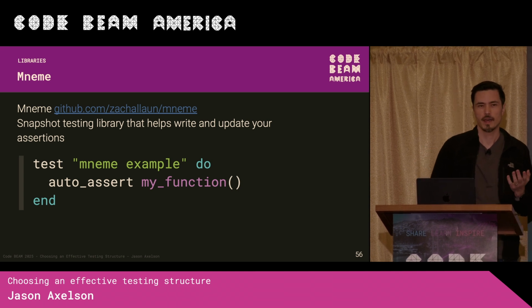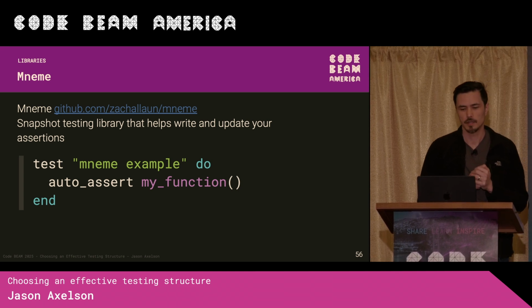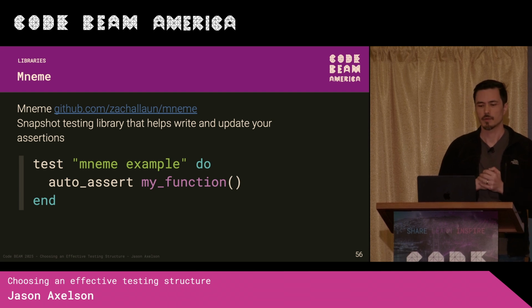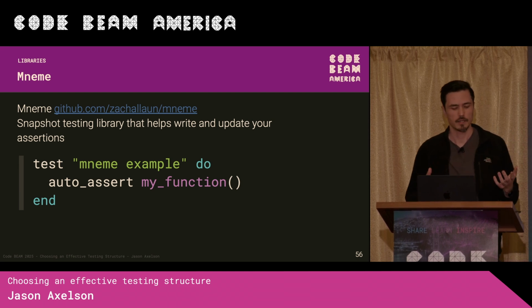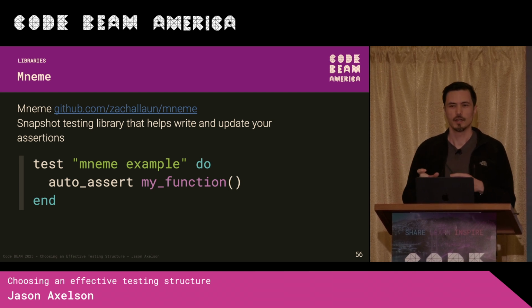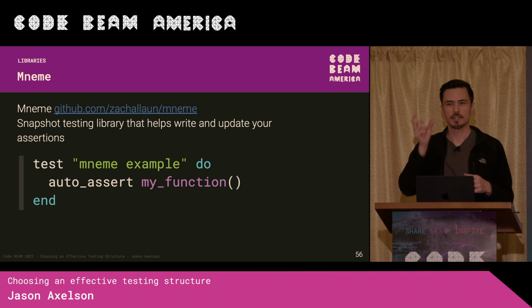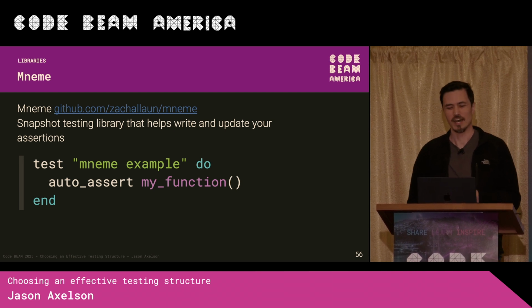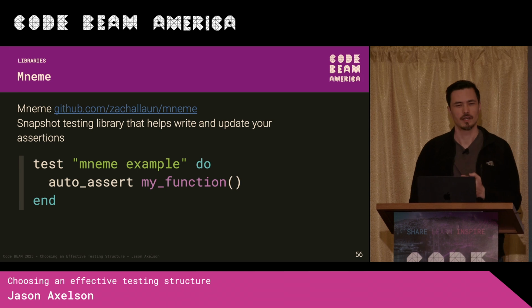Another library that I don't think is used enough is called Norm by Zachary Allen. And it is a snapshot testing library. So as developers, a lot of times we're writing code, and then when it comes time to update some of our code, we update the code, and then we get a bunch of broken tests. We find all those tests, and then we fix those tests to match what the new code is. And Norm basically automates this for you.